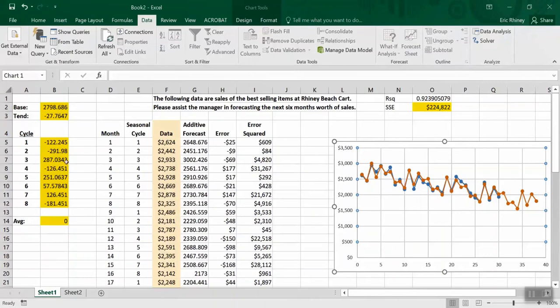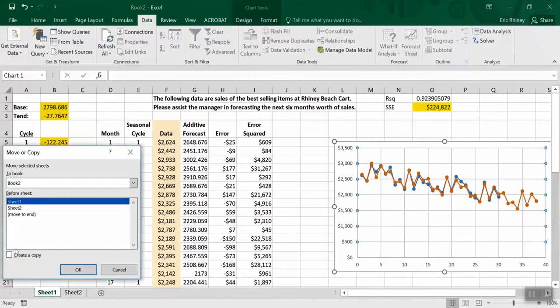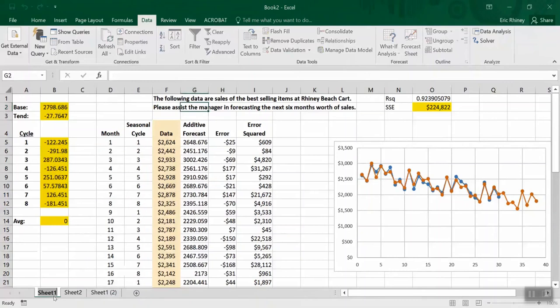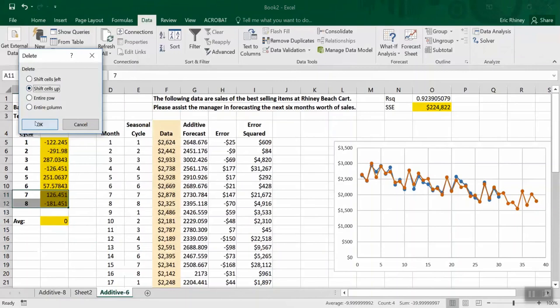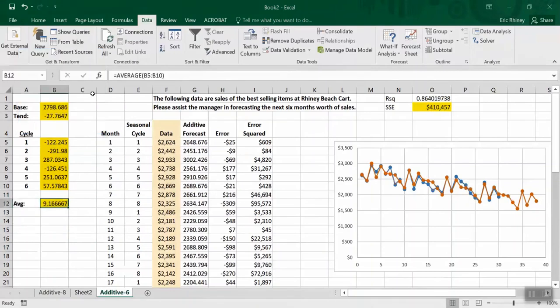So a quick way to do this is to simply, and I'm going to copy this sheet just to keep this sheet here. I'm just going to do a quick copy. Let's move it to the end. We can do that. All right, and I'm going to name this one additive -8. And let's call this one additive -6. All right, so all I'm going to do is just eliminate 2 of these cycles here. Just delete these, move up. Our average will change, so it adjusts really well.